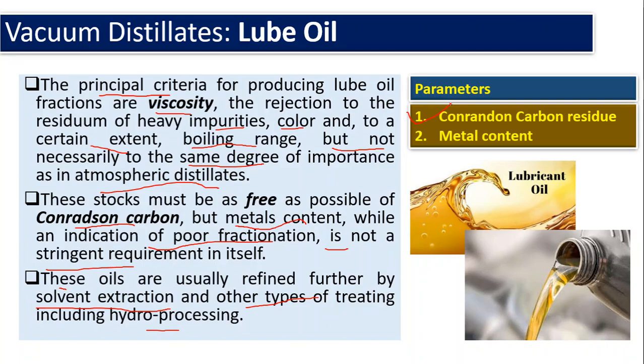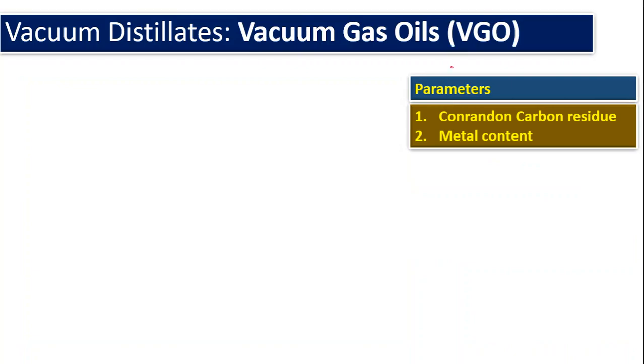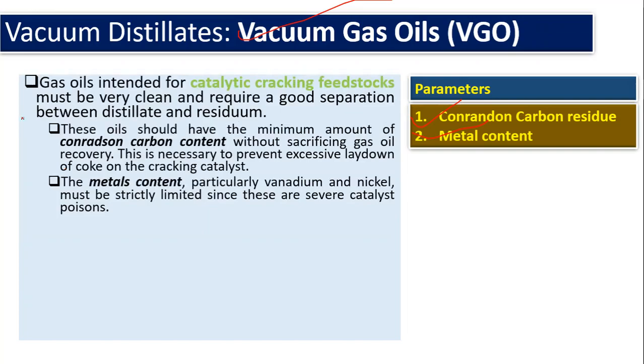Similarly, for the second product from the vacuum column, that is vacuum gas oil, we have to consider these two parameters, CCR and metal content. In this one, the gas oil is not a final product, basically it is an intermediate product. You have to send that gas oil to different units. For example, sometimes we can use the gas oil as the feedstock for catalytic cracking.